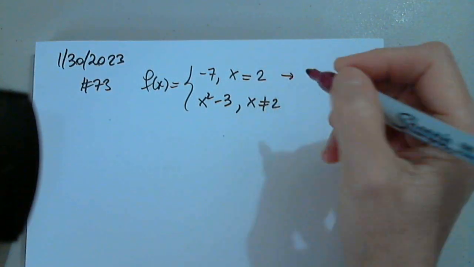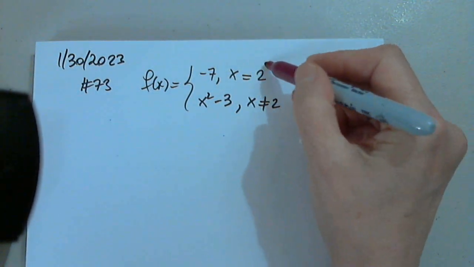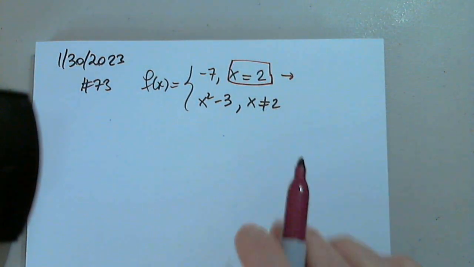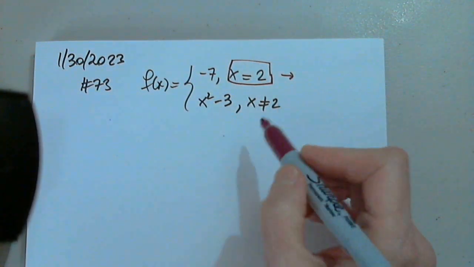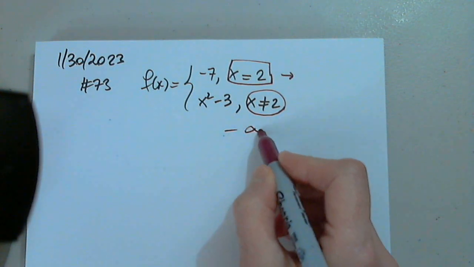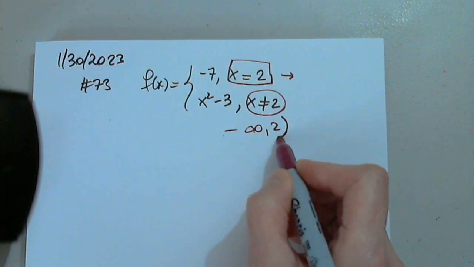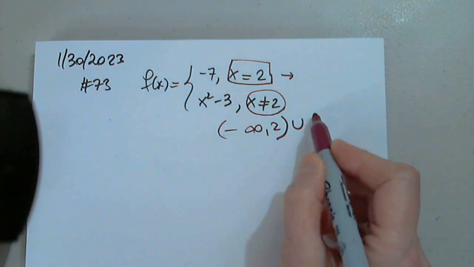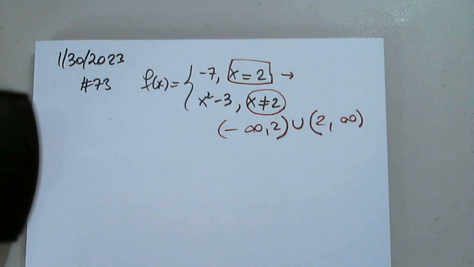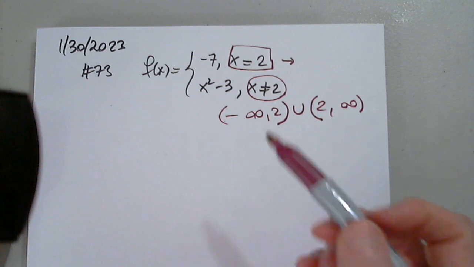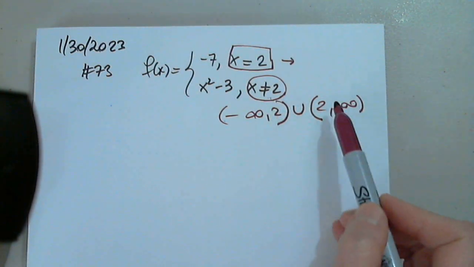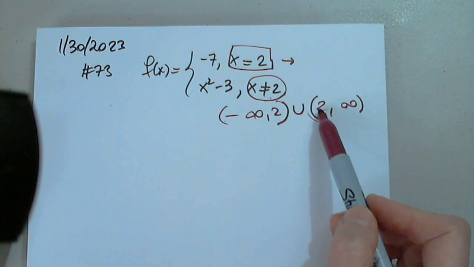So here, there is nothing I can do about this. It just says x equals 2. There is nothing I can do. But for this, x not equal to 2 changes into this interval: negative infinity to 2, parenthesis, union, parenthesis, 2 to infinity. Which means everything but 2. Parenthesis means 2 is not there.